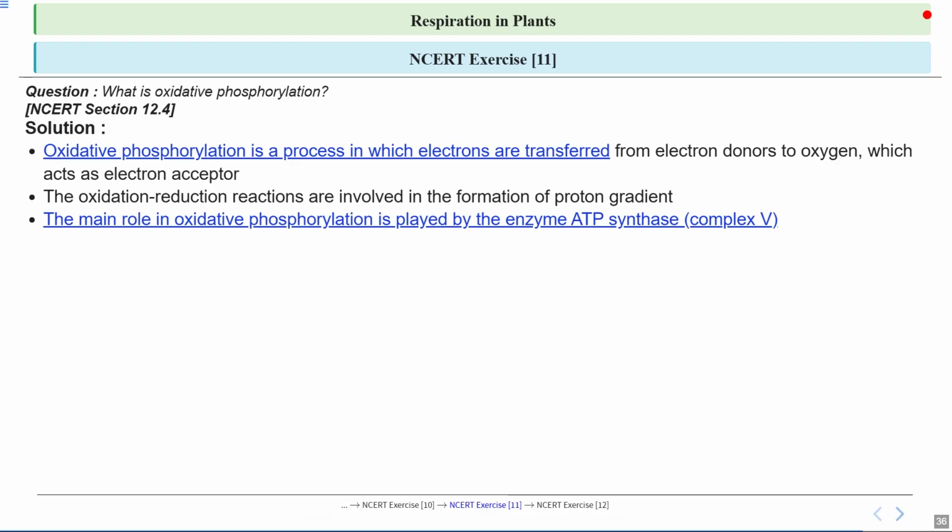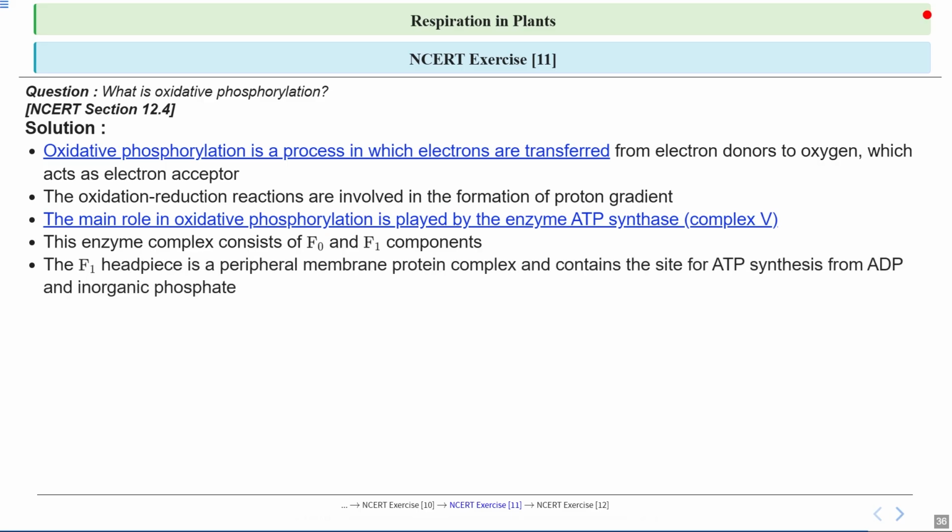Now the main role in oxidative phosphorylation is played by the enzyme ATP synthase, which is also complex 5 of the electron transport chain. This enzyme complex, that is ATP synthase, has two parts, that is, two components, F0 and F1. The F1 component, or the F1 headpiece, is a peripheral membrane protein complex, and this contains the site for ATP synthesis. ATP is synthesized from ADP and inorganic phosphates.